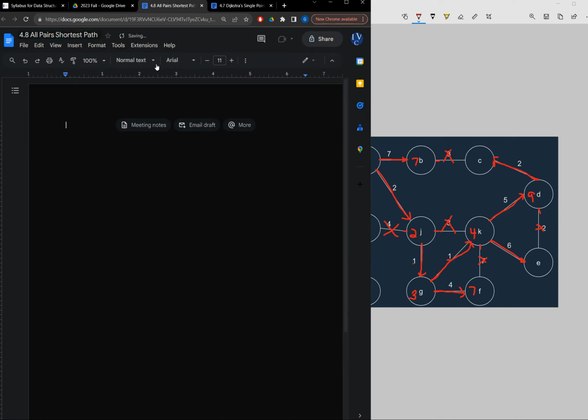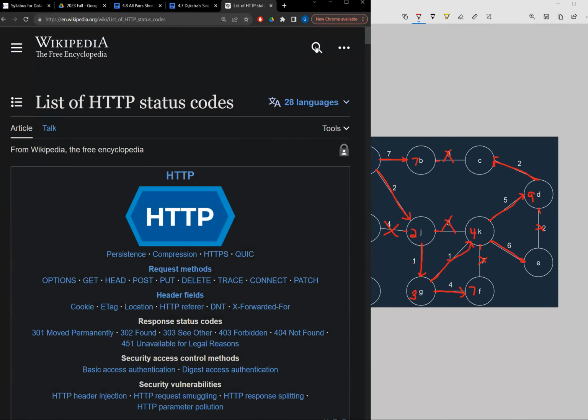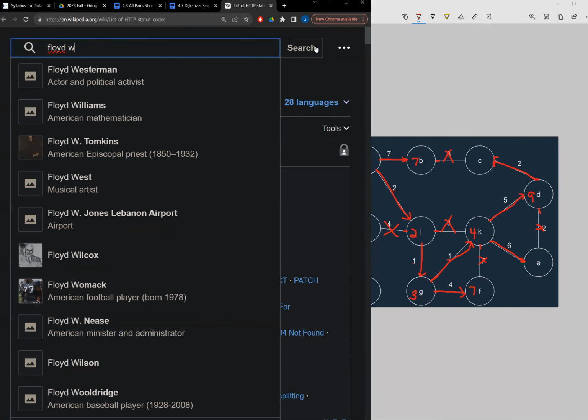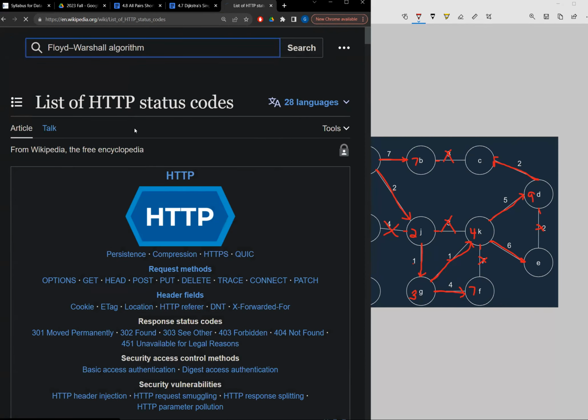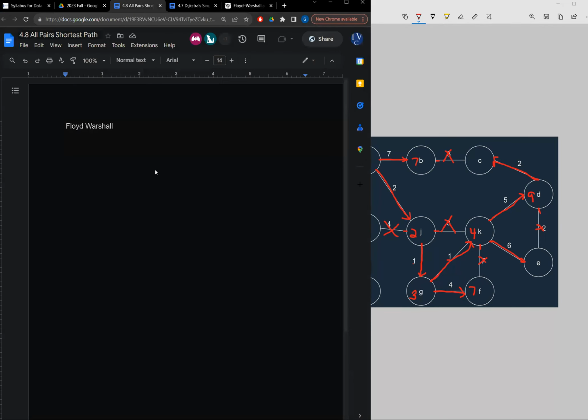If I can remember my name correctly here, it should be Floyd-Warshall's. See if I can spell their name correctly or not. Wikipedia. All right.